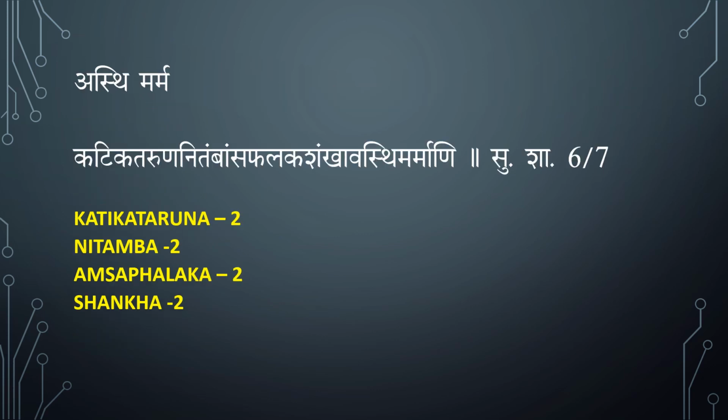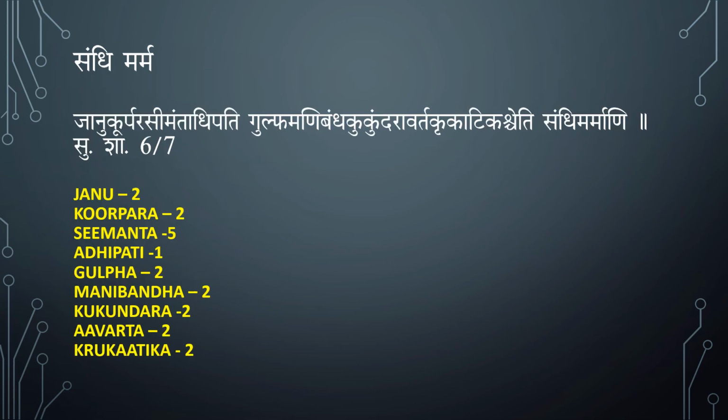Next classification, asthimarma. The marmas which are predominantly formed by asthis are known as asthimarma. Katikataruna, Nitamba, Amsafalaka, Shankha marmani. They are 8 in number. They are Katikataruna 2, Nitamba 2, Amsafalaka 2, Shankha 2 in number.